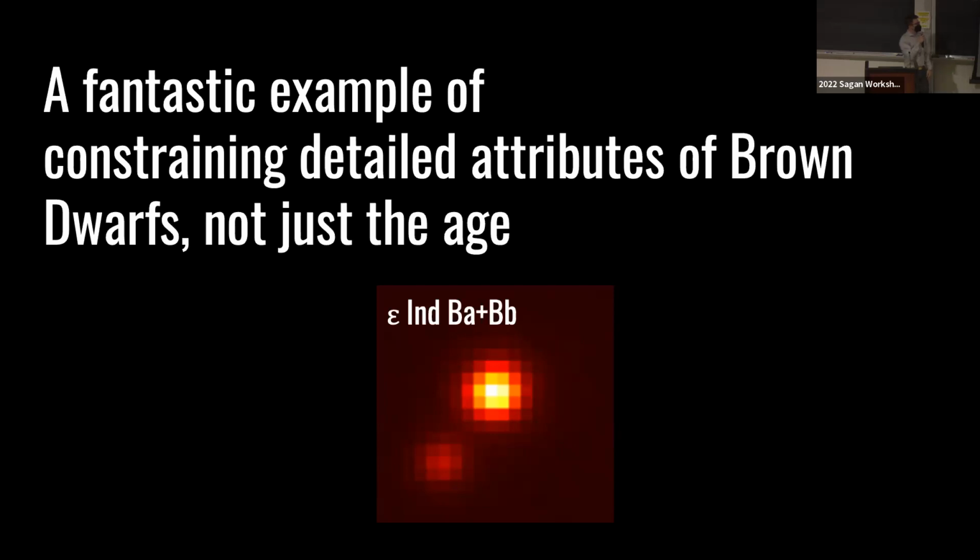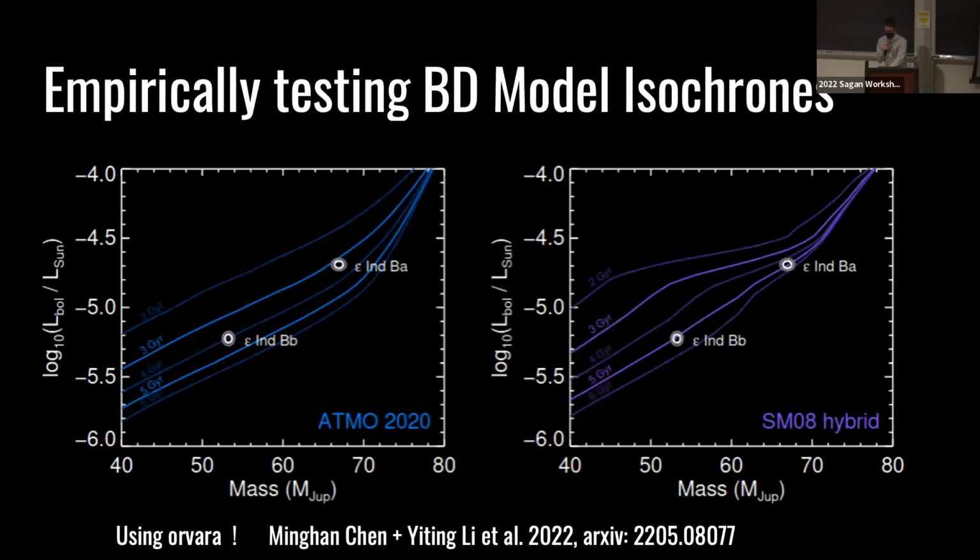So this is an old system. There's been lots of work leading up to this work by Yiting and Minghan. But the culmination of it was a recalibration and a readdressing of this beautiful set of relative astrometry and absolute astrometry to combine to get these nice masses. And so I think this is like the coolest thing of all time, to actually put these on an isochrone.